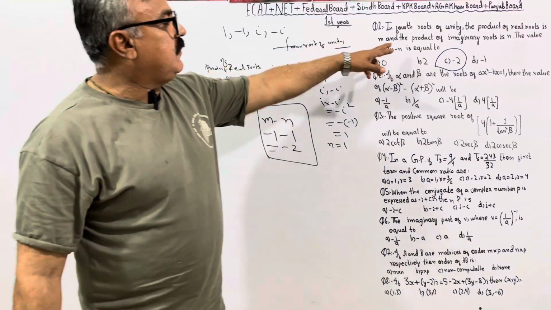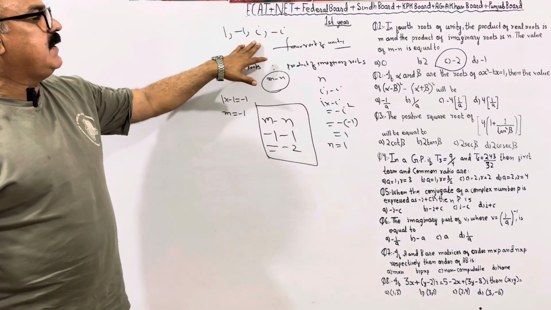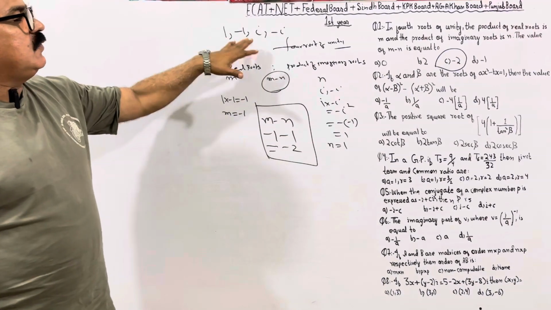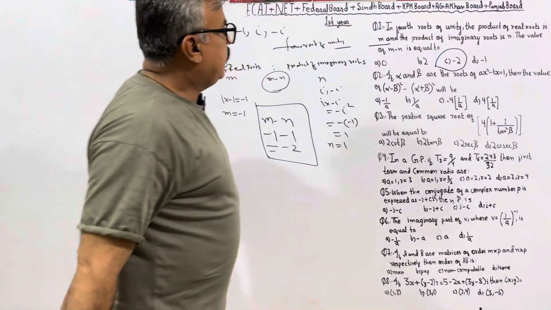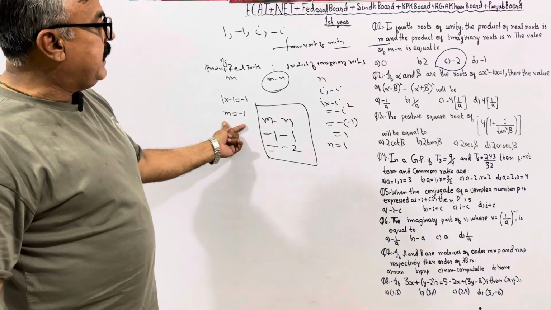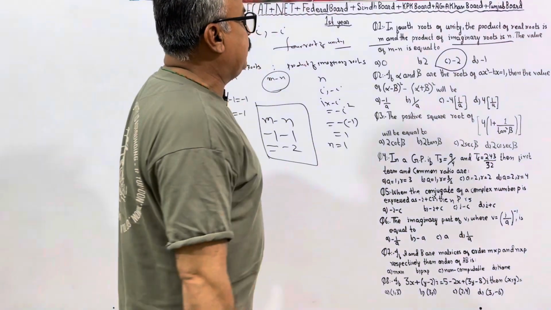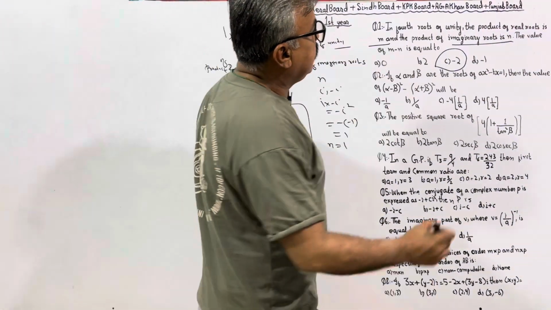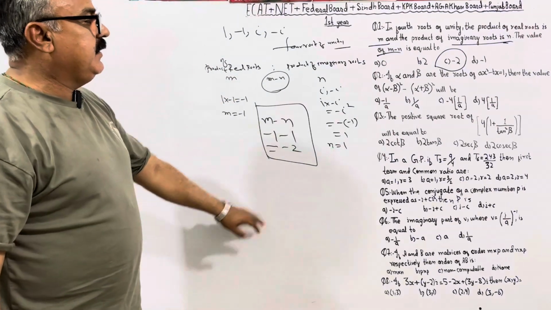In fourth roots of unity, these are the fourth roots of unity: 1, minus 1, iota, minus iota. The product of real roots is m, 1 into minus 1 is the value of m. The product of imaginary roots, or one can say complex conjugates of each other, is n. Then we find the value of m minus n. We have sorted it out.